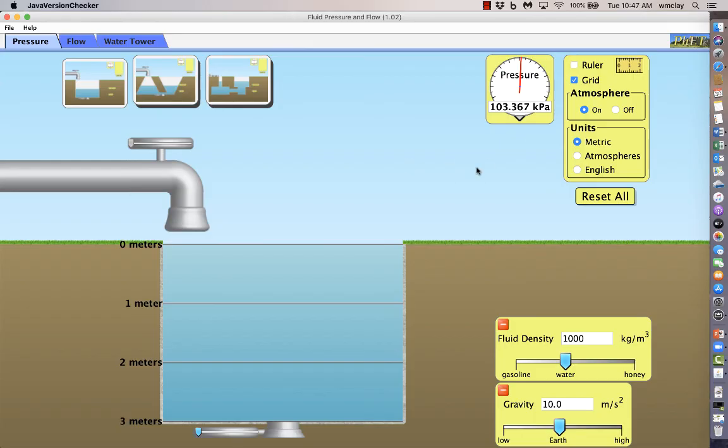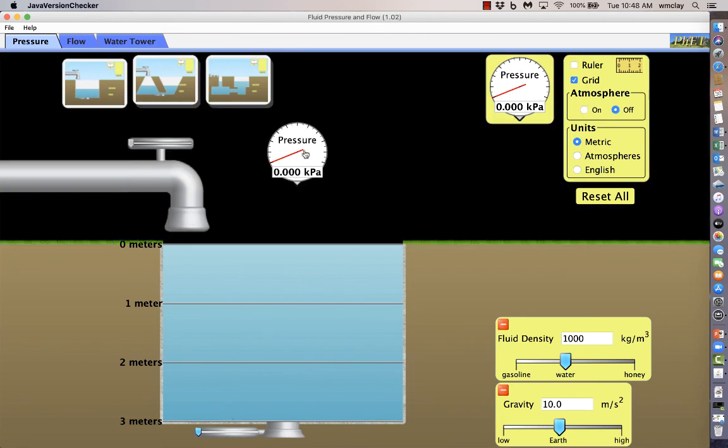So for example here, I've got a tank of water that is 3 meters deep. Now, for the moment, I'm going to turn the atmosphere off. And so, of course, with no atmosphere, there would be no pressure at the surface. I go down 1 meter and I get about 10 kilopascals of pressure. I go down 2 meters and it doubles to 20. So you can see there's a directly proportional relationship. Okay? For whatever factor the depth of the water goes up, the pressure goes up by that same amount.